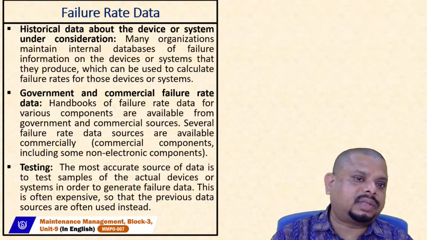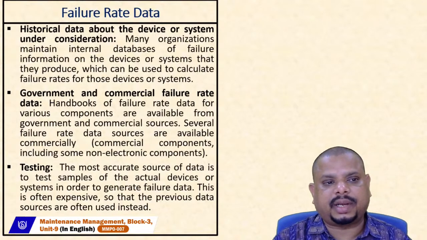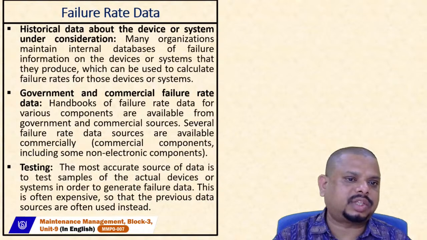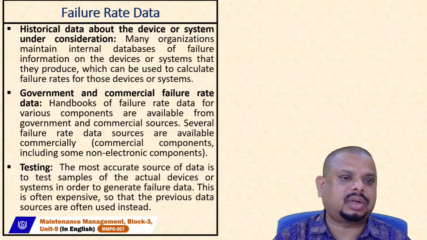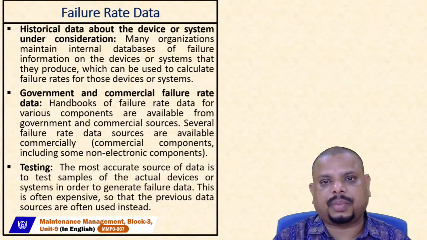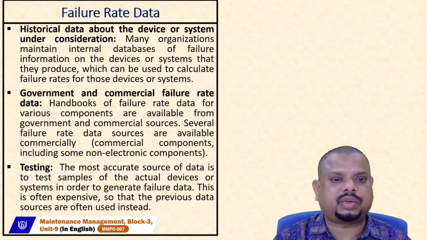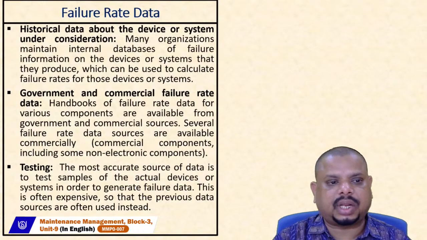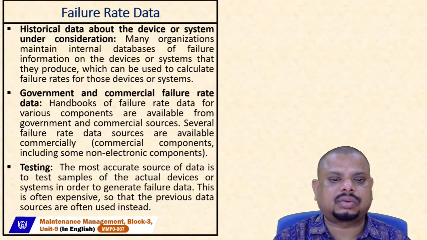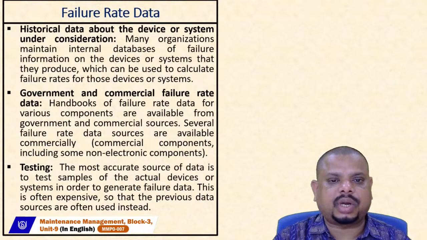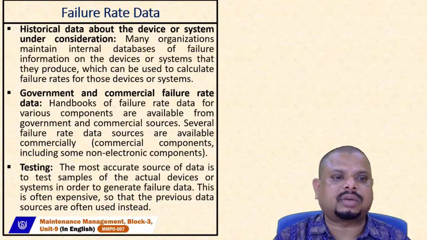For failure analysis, we require a large amount of failure rate data. So let's understand the different sources which provide a large amount of failure rate data. The first one is historical data about the devices or the system under consideration. For example, the maintenance management department will conduct surveys and collect a large amount of historical data of that particular device. That data includes who the manufacturers are, who the suppliers are, what the specification of the machine is, what its functionality is, what the different SOPs are, and what different parameters are considered in these data.